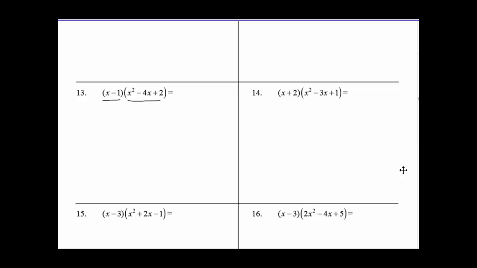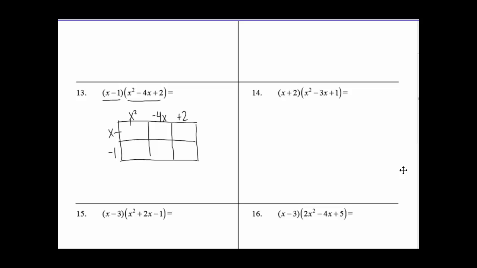So I'm going to still solve it using my box method, except now along the top of my box I'm going to have 3 spots since that has 3 terms. So on the left hand side I'm going to have my x and my negative 1, and now along the top I'm going to have an x squared, a minus 4x, and a positive 2. So I just added another column to my box. So we're going to still use the same method.